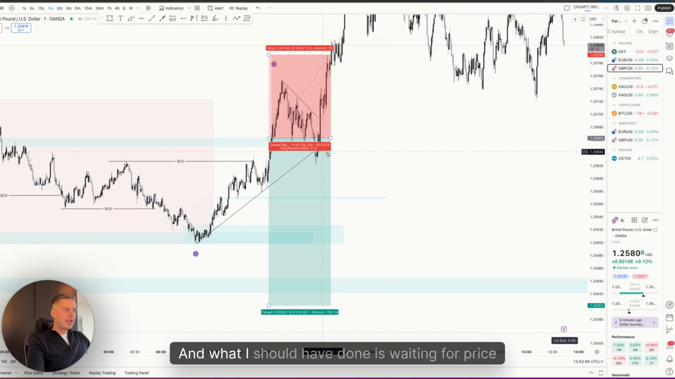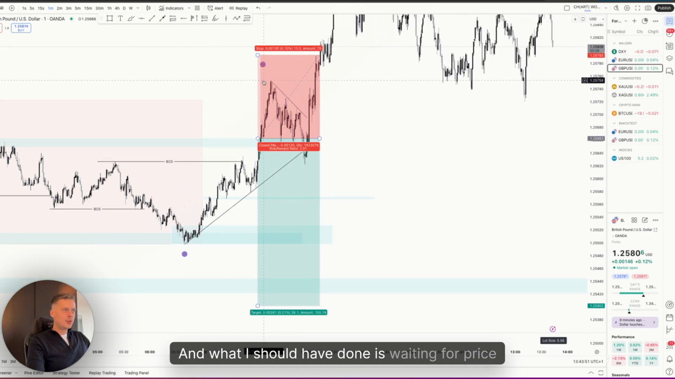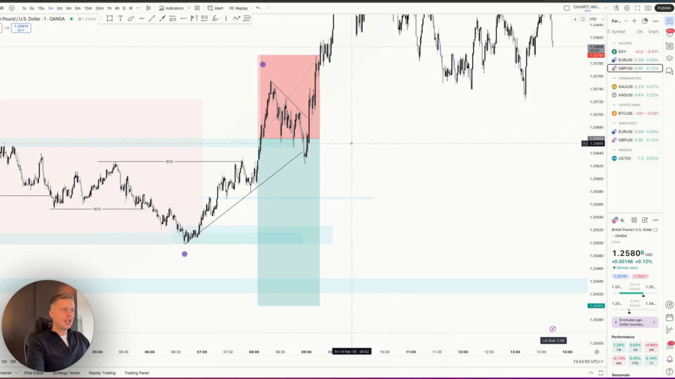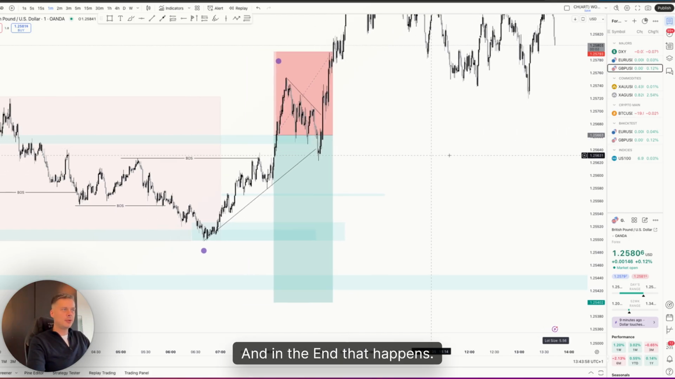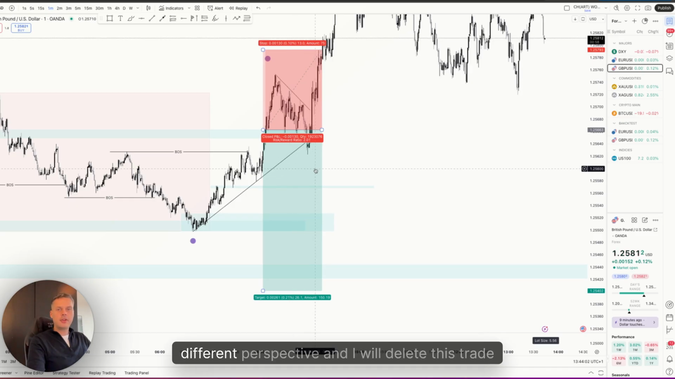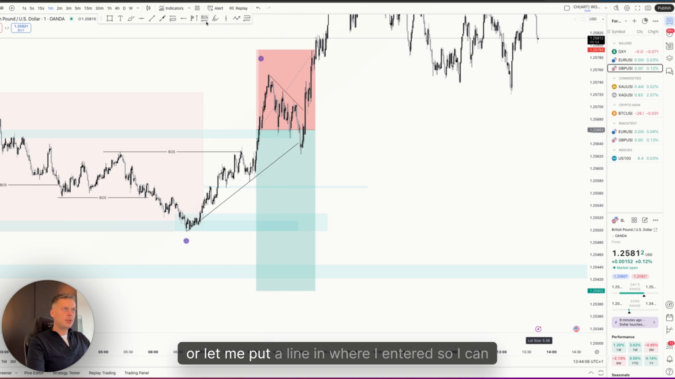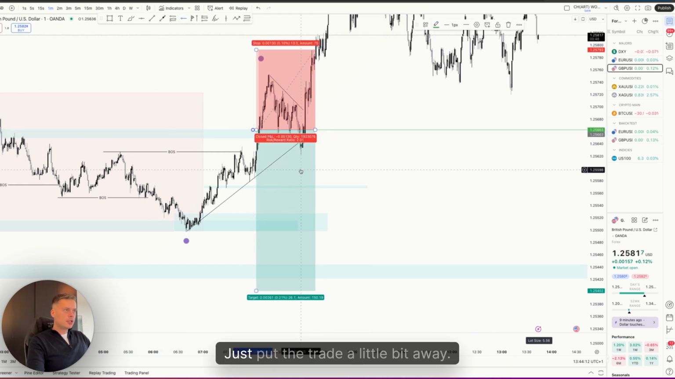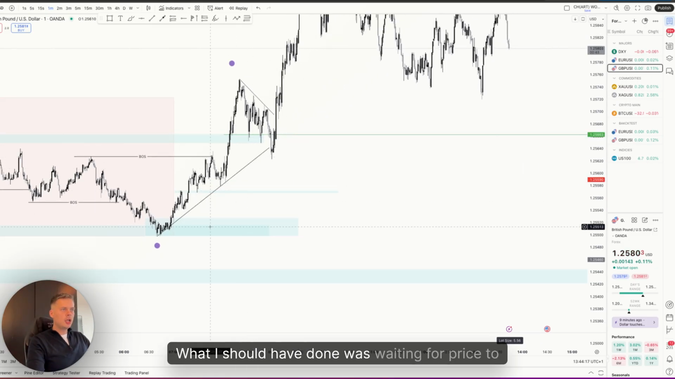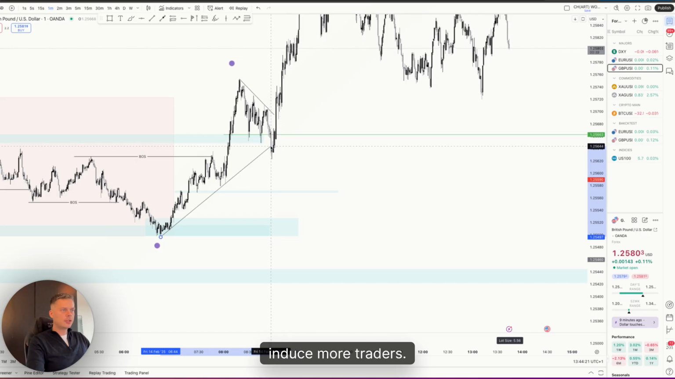And what I should have done is wait for price to show me more inducements. And in the end, that happens. So if we build up this narrative again from a different perspective, and I will delete this trade, or let me put a line in where I entered so I can remember, just put the trade a little bit away. What I should have done was wait for price to induce more traders.